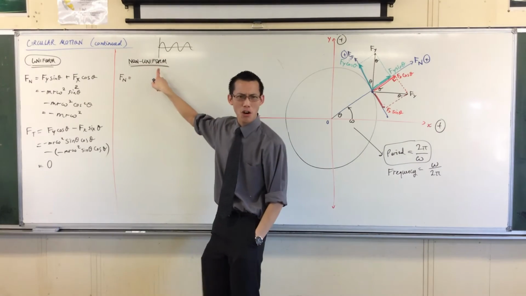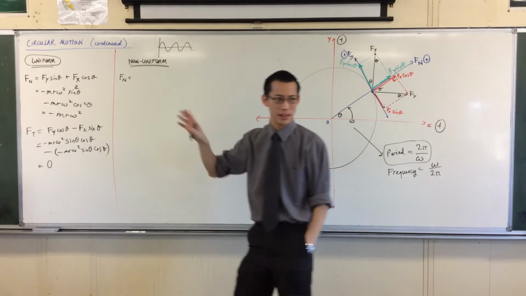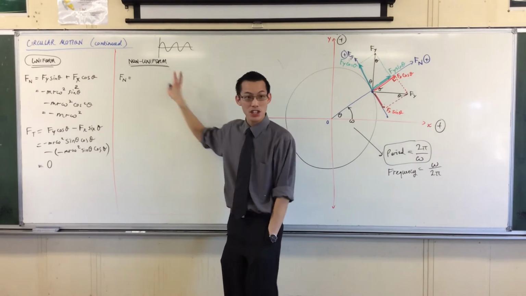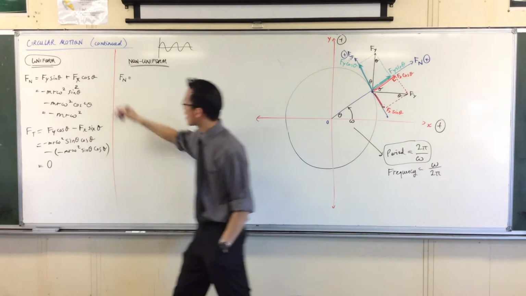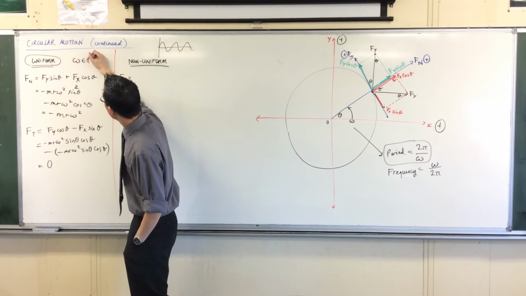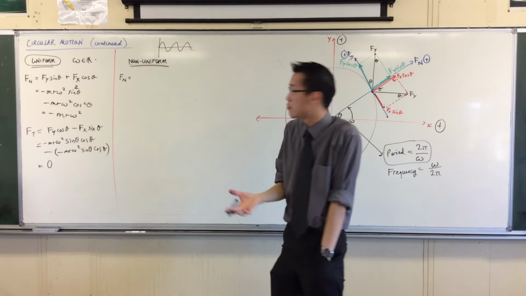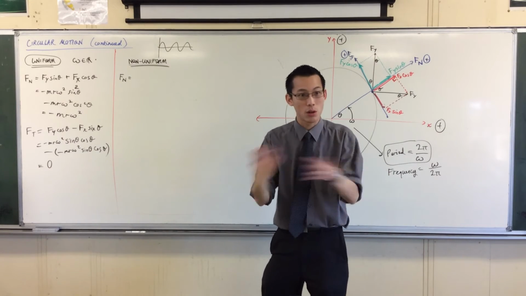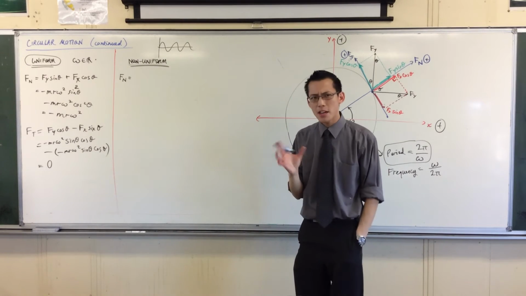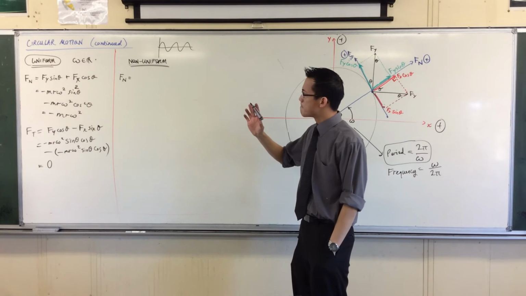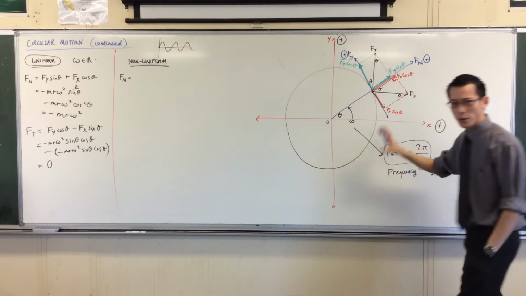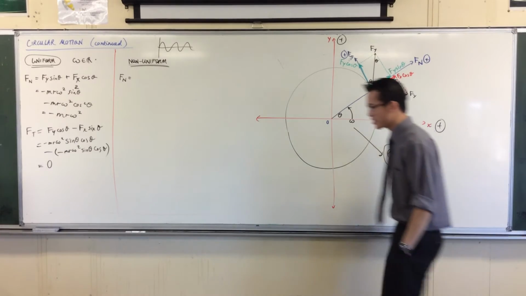I want to mention non-uniform circular motion before we leave off, because there's a bunch of questions which are just like this, but rather than omega being some kind of constant, they say omega can change. Omega can speed up or slow down. Now, think about it like this. How do we get to these forces? Well, I can do a bit of a shortcut for you.